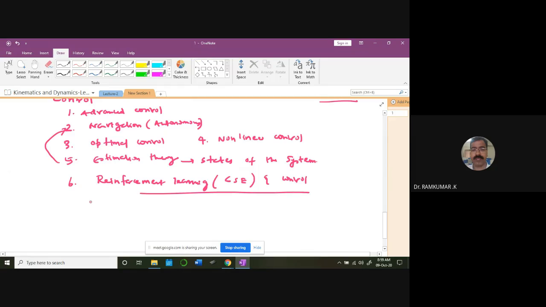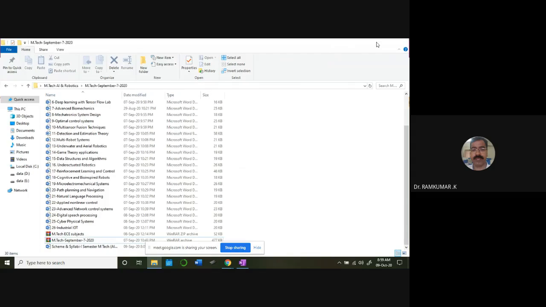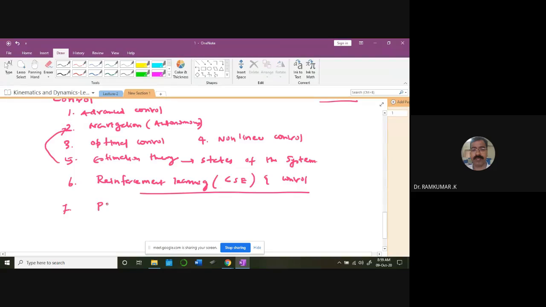We have so many other kinds of subjects related to control theory also, for example subjects like optimal control and game theory. You also have cyber physical systems connected to control theory, and path planning and navigation. Path planning itself is a big domain. Control theory also is a big domain.